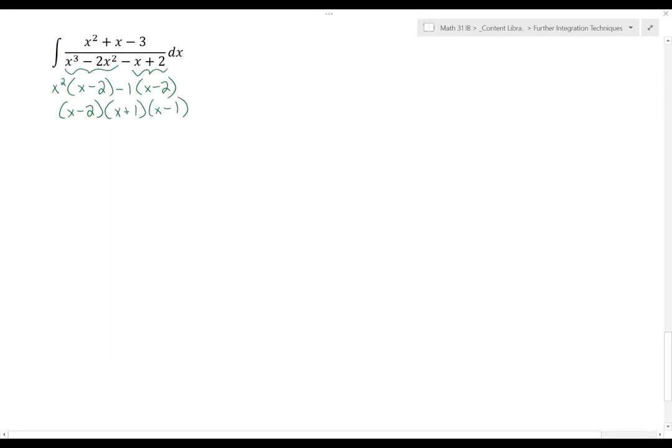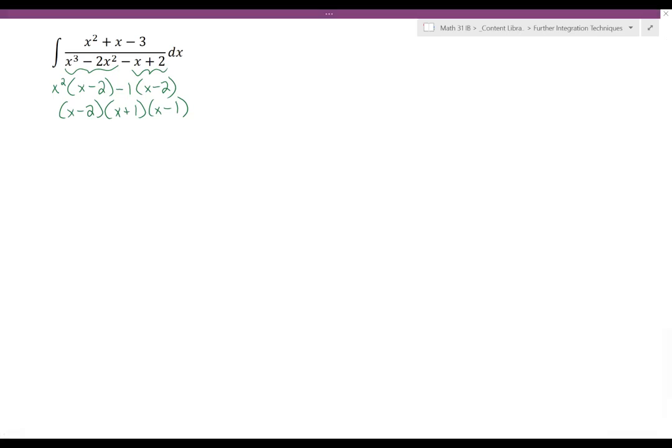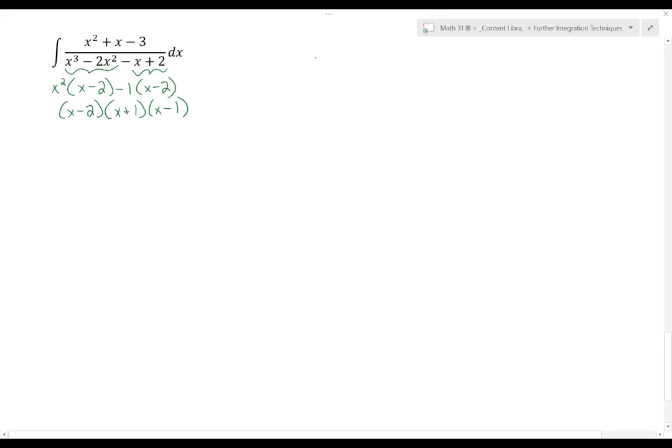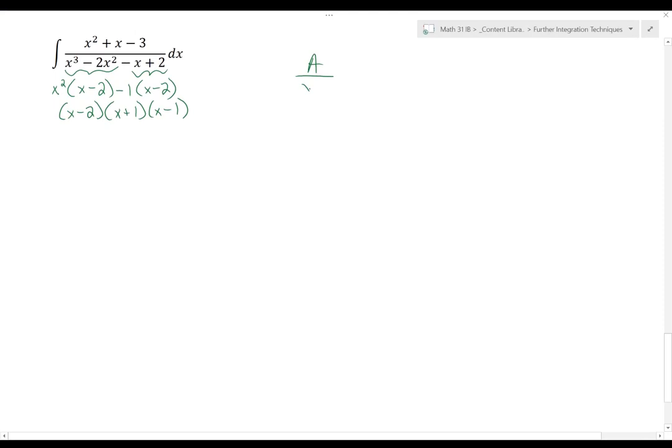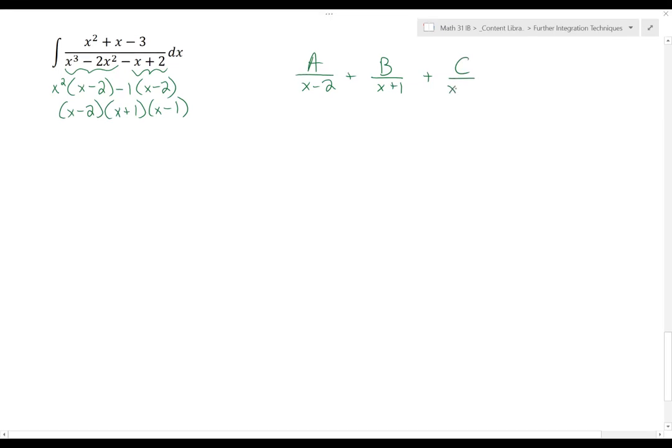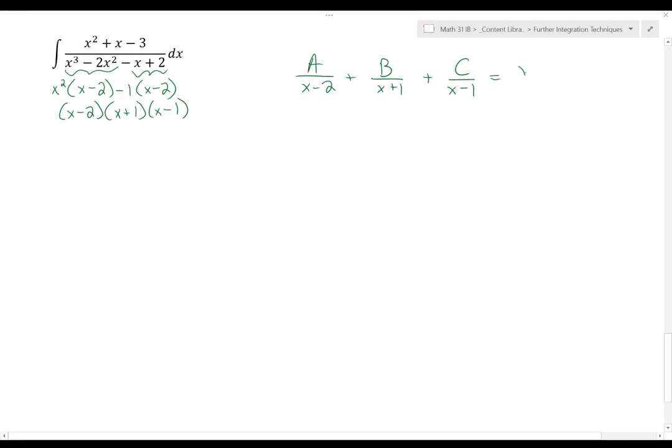So 3 linear factors, which means I've got 3 fractions being added together. I have something over x minus 2 plus something else over x plus 1 plus a final constant over x minus 1. That all has to give me the x squared plus x minus 3 over x minus 2, x plus 1, x minus 1.